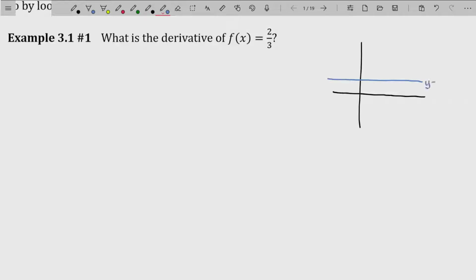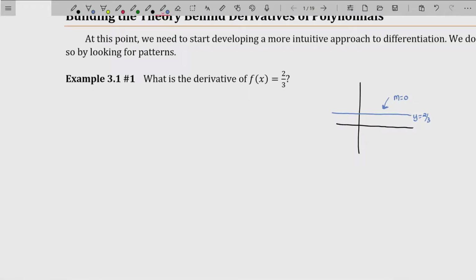y equals 2/3. And remember, the derivative is just asking, what is the slope of your curve at some given point? Well, the slope of this curve, no matter what point I consider, will always be 0. So we can conjecture that the derivative of this function must be 0, because everywhere along that horizontal line, the slope is 0. All tangents have slope 0. So we could suppose that f prime of x is equal to 0.